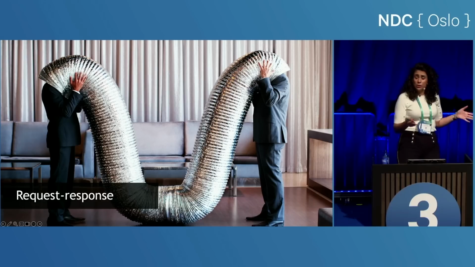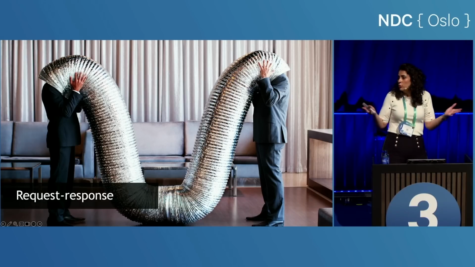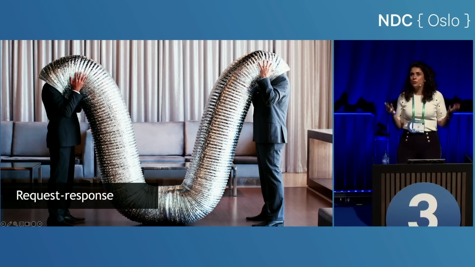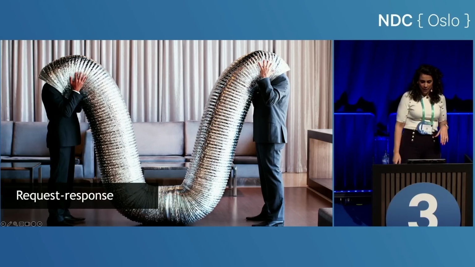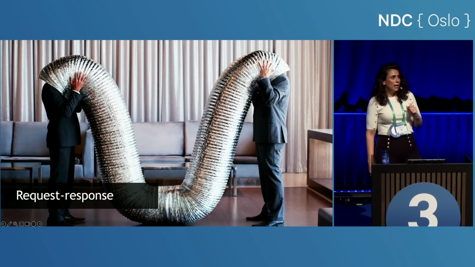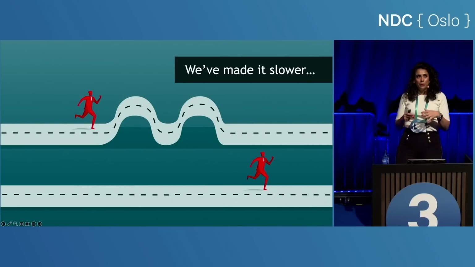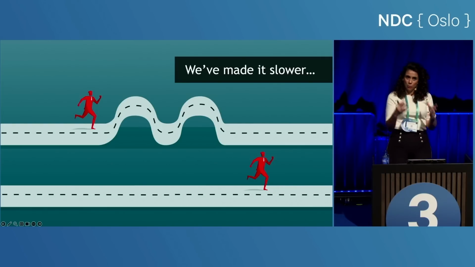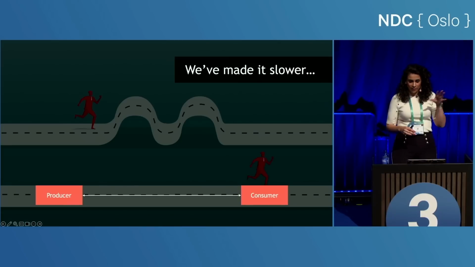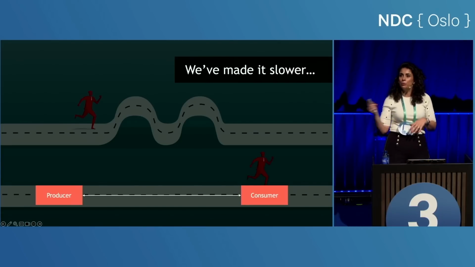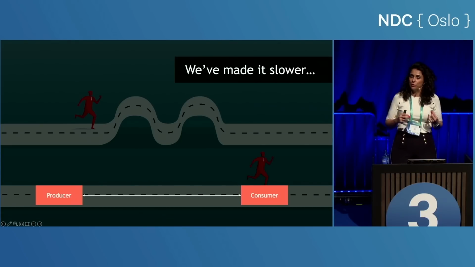Now, we had been using this pattern for years, so it was only logical for us to start doing this over messaging. And that's where the slowdown actually starts to show, because where synchronous communication, request response, looks a little bit like this, where you have a direct connection between the producer and the consumer, and you're just waiting for the result.